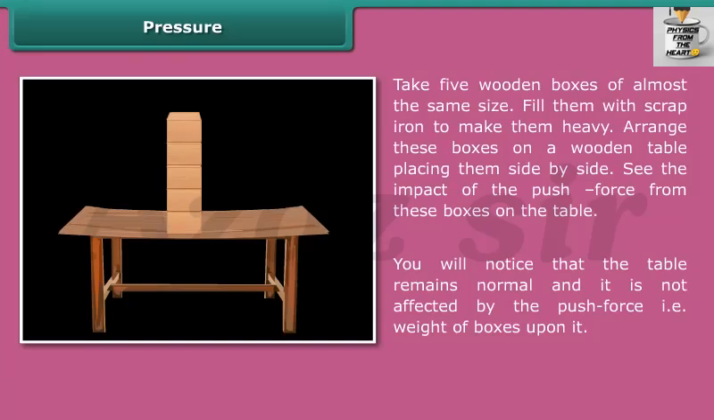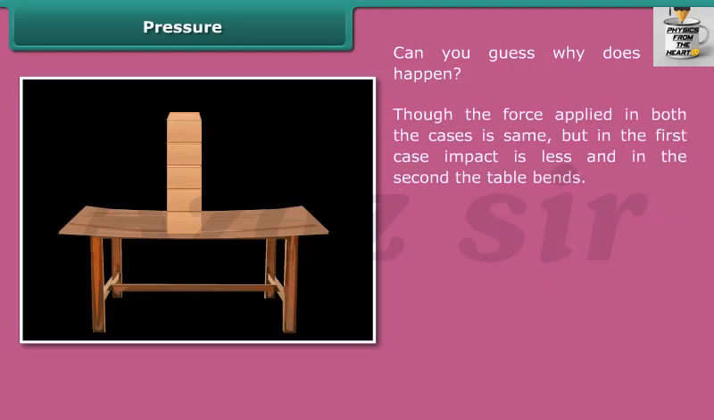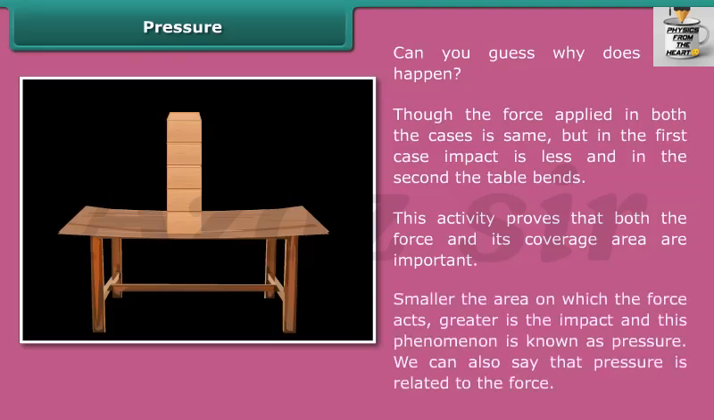Can you guess why this happens? Though the force applied in both cases is the same, in the first case the impact is less, and in the second, the table bends. This activity proves that both the force and its coverage area are important. The smaller the area on which the force acts, the greater the impact, and this phenomenon is known as pressure. We can also say that pressure is related to the force.